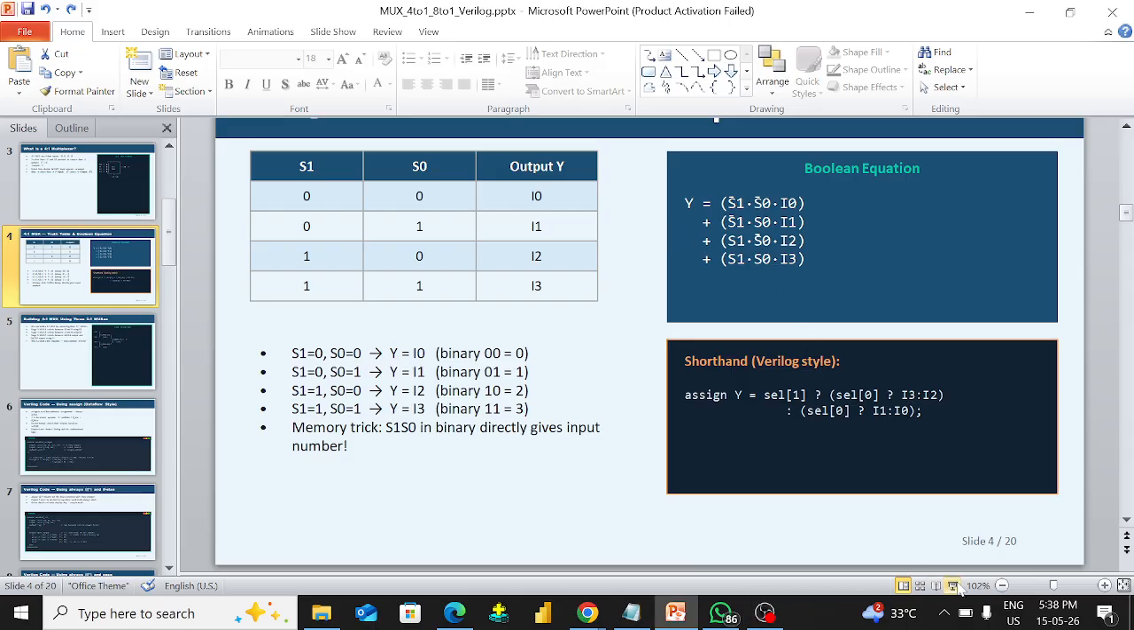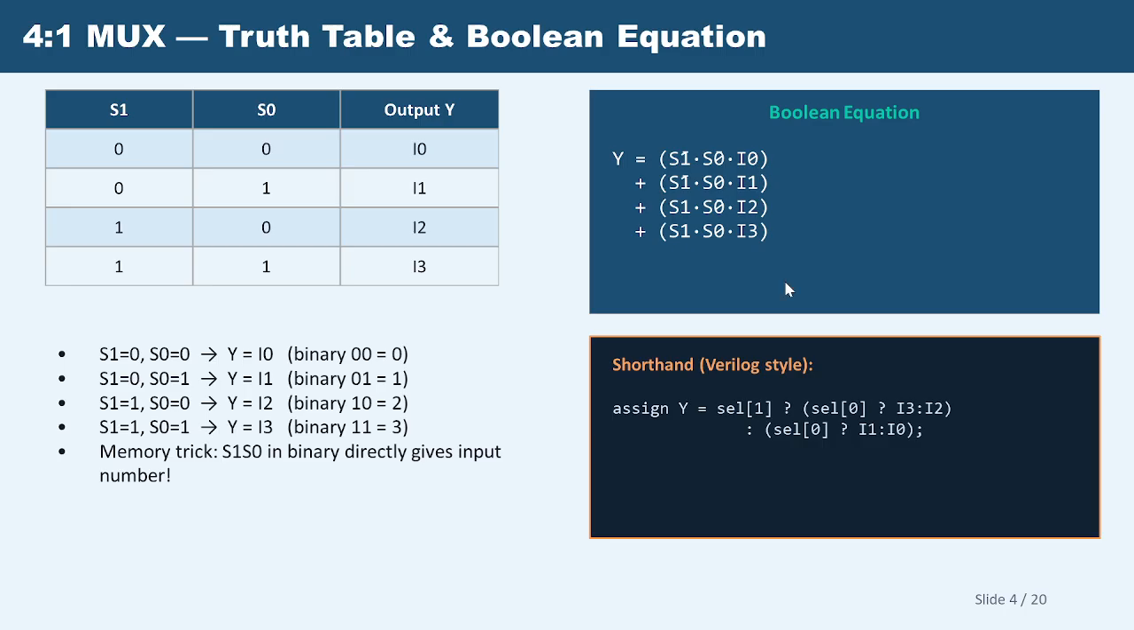Okay, see here, look at the truth table. For 4 is to 1 mux, we have two select lines, right? And four inputs and one output, right? Based on these select lines, we are going to decide what the output should be. So look here, there will be two select lines, which can be named select line 0 and select line 1.